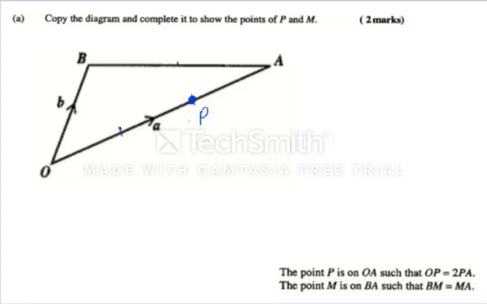And M is on BA, so M is somewhere on this line, such that BM is equal to MA. So M should be in the middle. So this would be the point M, such that BM is equal to MA. Both sides are the same length. All right, so we just completed (a). We copied the diagram and inserted M and P.